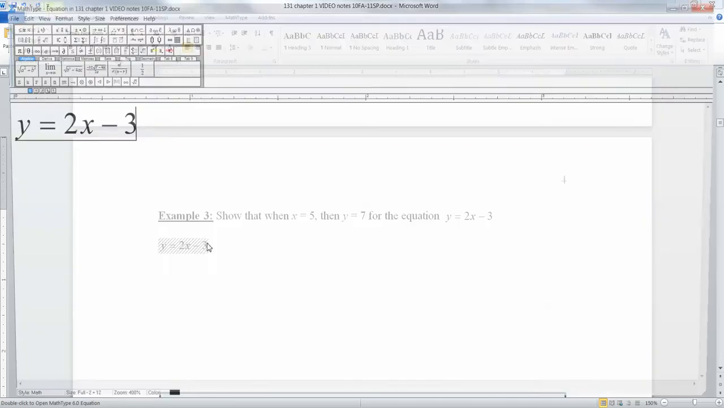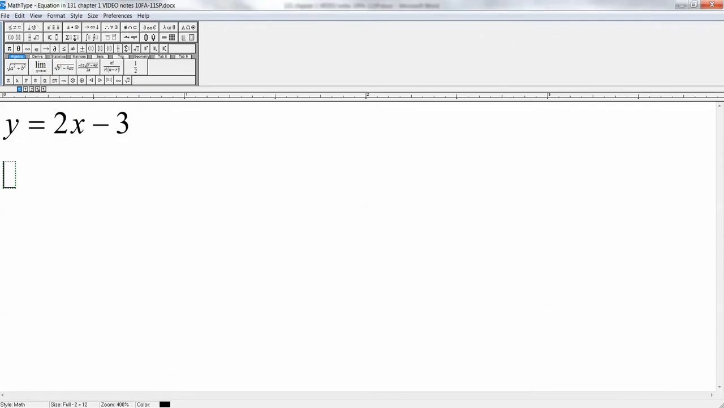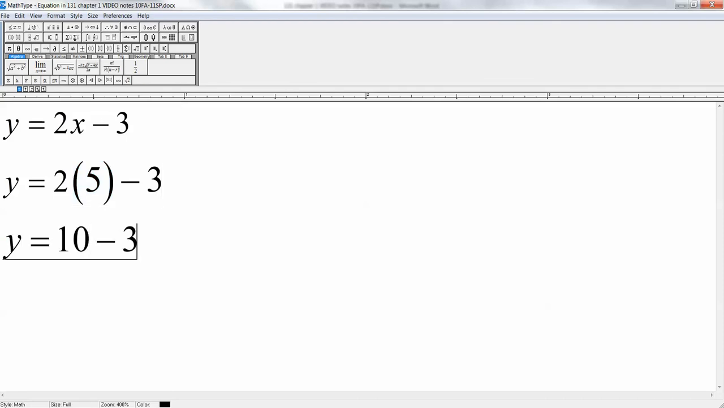So you can do this a couple ways, but what we'll do is take that equation, and it's said to say when x was 5, right? So we'll say y equals 2 times 5 minus 3. So you take the x away and you put 5 in instead. Okay, well, what is that? That's y is equal to 10 minus 3, which last time I looked is 7.